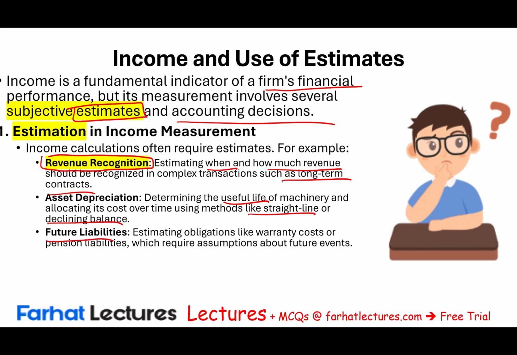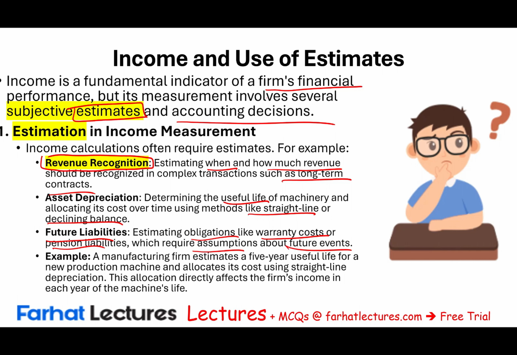Also, if we have any future liabilities, estimating obligation like warranty cost or pension liabilities, which require assumptions and estimate about future events. Well, that's going to affect the quality, the numbers that we're getting. Same concept would apply if you are predicting or estimating allowance for bad debt. That's an estimate, how much uncollectible you will have.